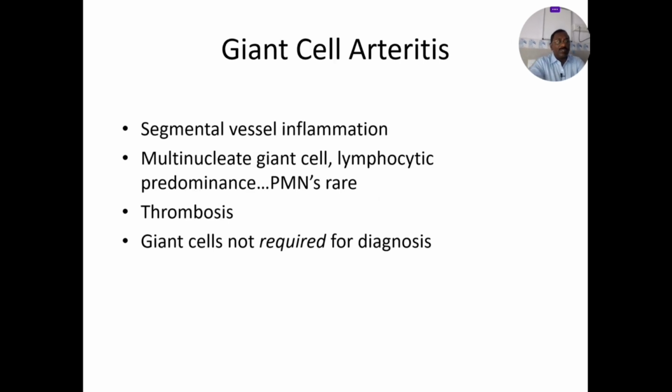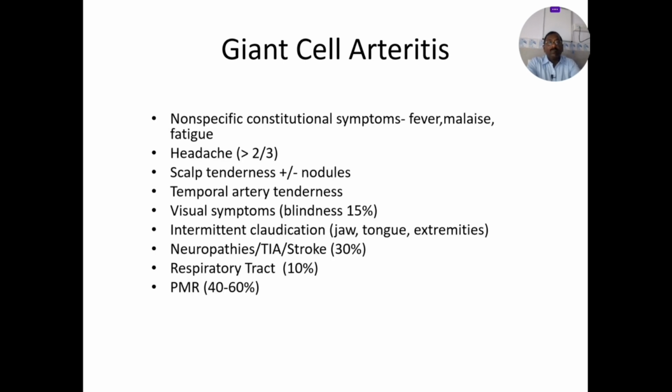Segmental vessel inflammation, multinucleate giant cells, lymphocytic predominance. Thrombosis is very common here. Giant cells are not required for the diagnosis. Non-specific constitutional symptoms are there. Headache more. Scalp tenderness is there. Nodules. Temporal artery tenderness. Some visual symptoms I told you, blindness.